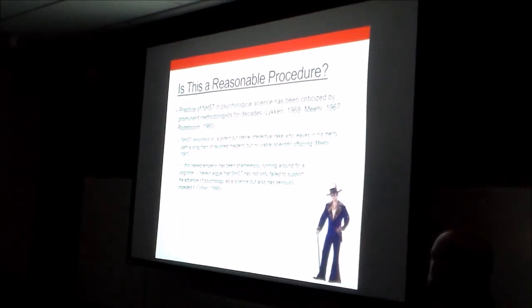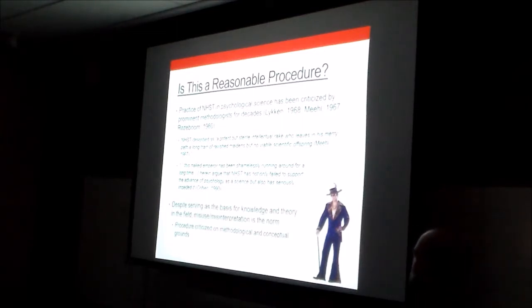Cohen, talking about naked emperors, right? Null hypothesis testing has not only failed to support the advance of psychology as a science, but seriously impeded it. So not just that this has some problems and it's causing some issues, but it's actively impeding our ability to move forward as a field. Despite serving as the basis, misuse and unwarranted interpretations are the norm, right?